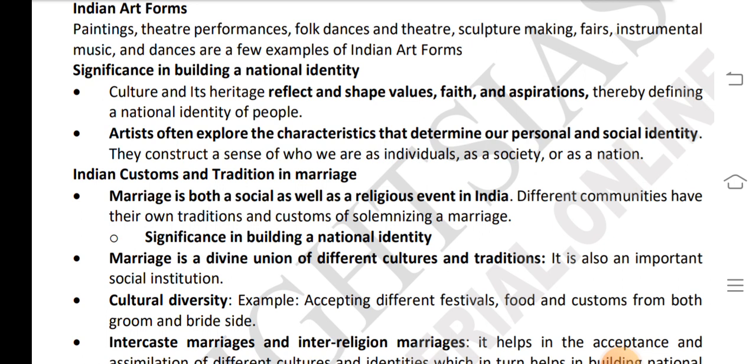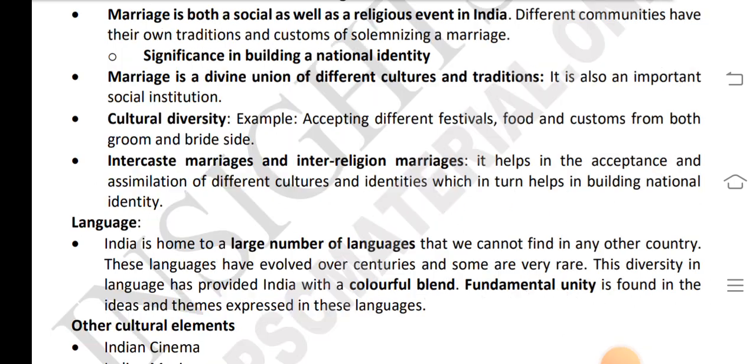Indian customs and traditions in marriage. Marriage is both a social as well as a religious event in India. Different communities have their own traditions and customs of solemnizing a marriage. Significance in building our national identity. Marriage is a divine union of the different cultures and traditions. It is also an important social institution.